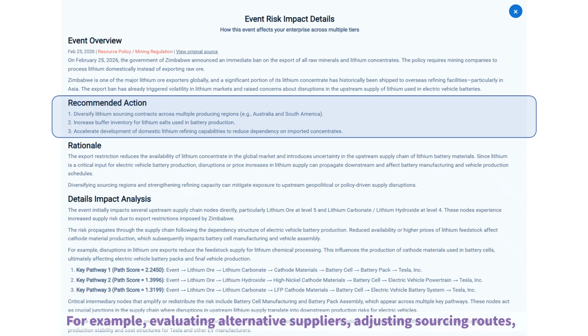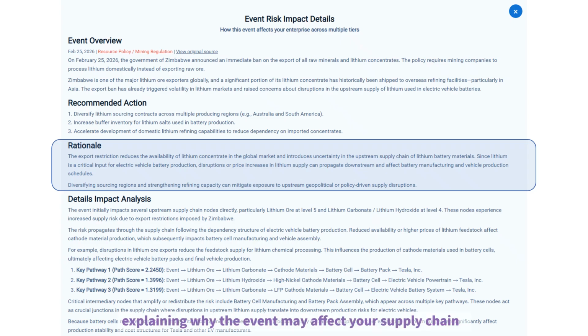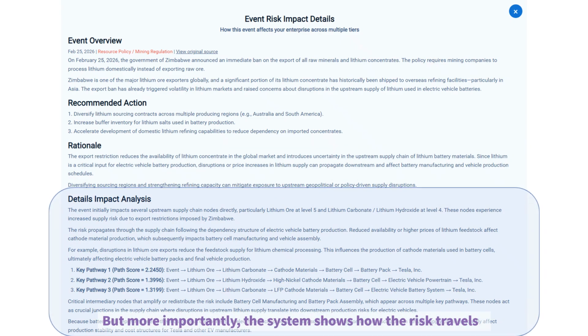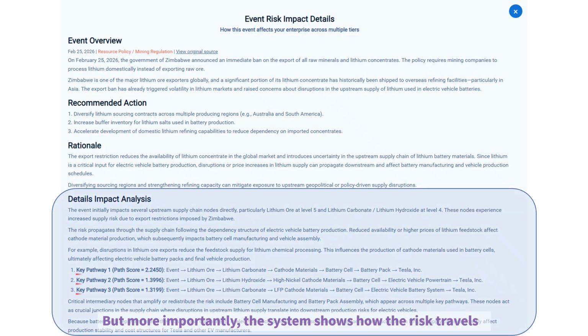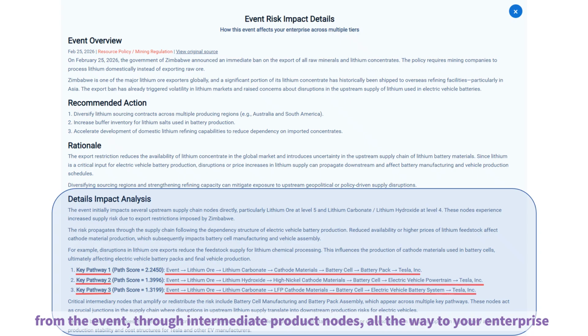For example, evaluating alternative suppliers, adjusting sourcing routes, or preparing mitigation strategies. Each recommendation is supported by a clear rationale, explaining why the event may affect your supply chain. But more importantly, the system shows how the risk travels. Each key propagation path is calculated, from the event through intermediate product nodes, all the way to your enterprise.